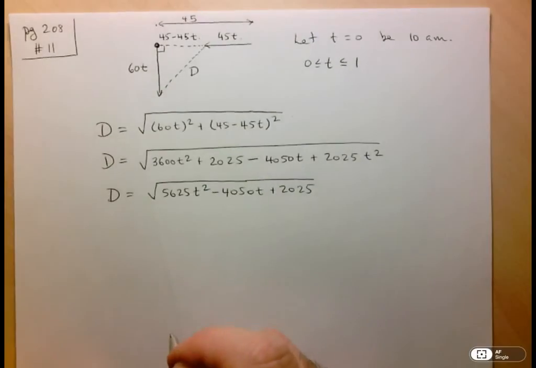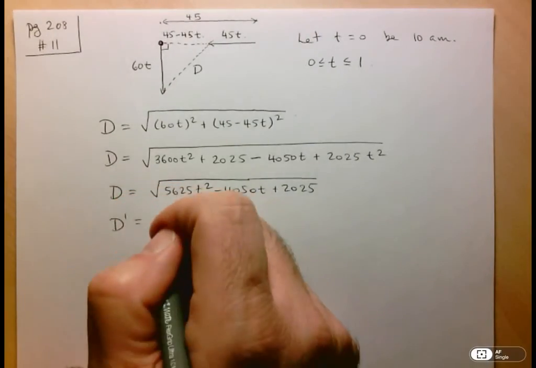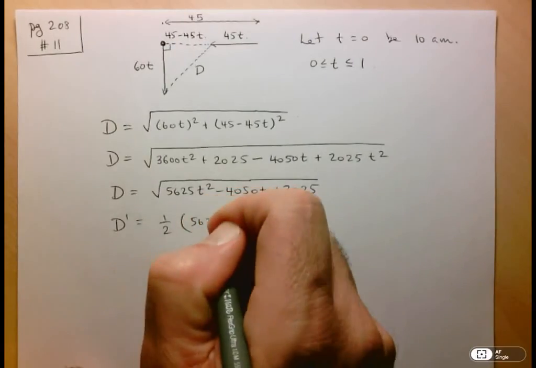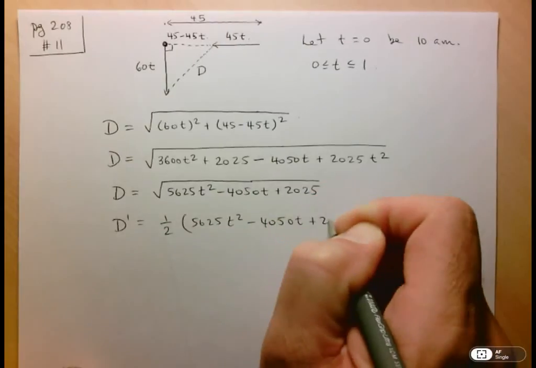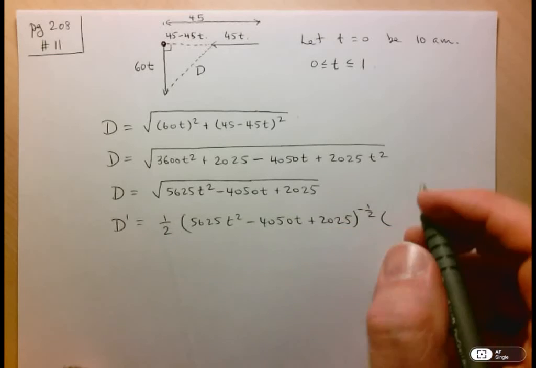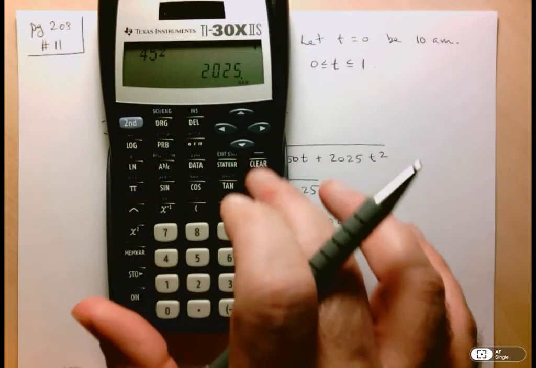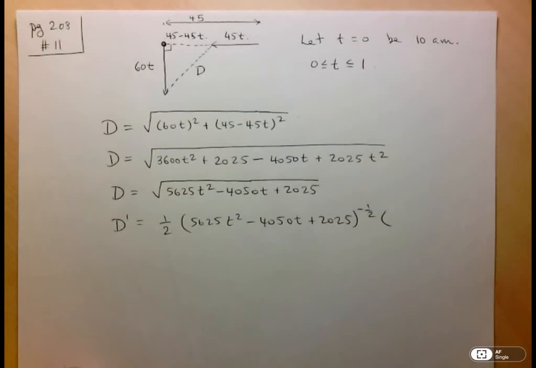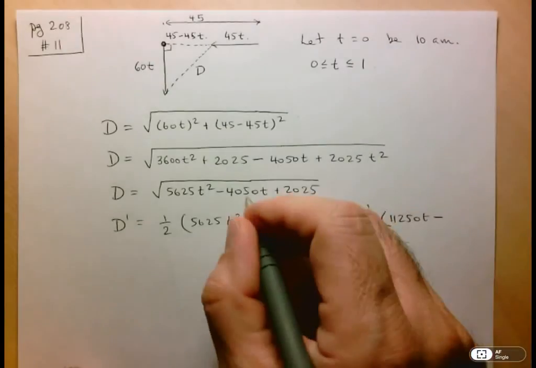Okay, so there's my simplified distance equation. So now let's take the derivative. It's 1/2 times this whole expression, 5625 t squared minus 4050 t plus 2025, to the negative 1/2, times the derivative of that. So that's going to be 2 times 5625. Let me just check that here. 5625 times 2, so 11250. So this is going to be 11250 t minus 4050.